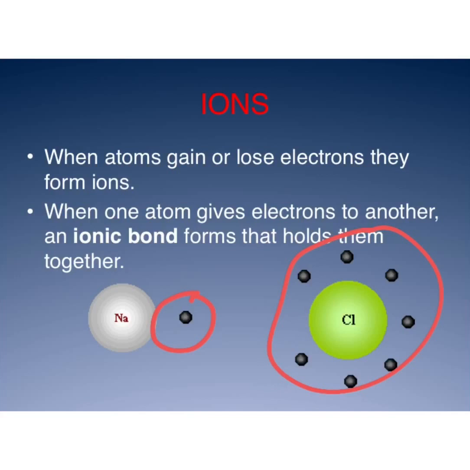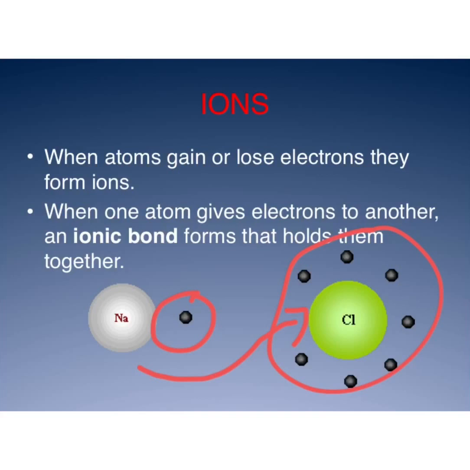Nonmetals are traditionally electron takers because they're generally 1 or 2 electrons short of a full outer shell, and it's easier to find 1 or 2 than to get rid of 7. So as you can see in this example here, sodium could very easily give away 1 valence electron to chlorine, and chlorine would be very receptive to take it. And in doing so, they would create ions.